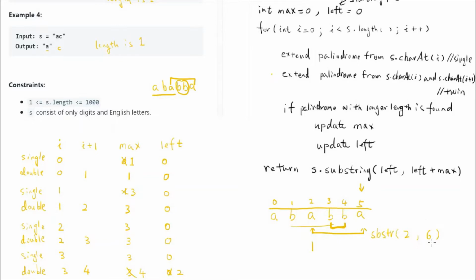So as you notice, the last position is actually at position 5, but we are passing 6 because the end position is excluded from the substring. Okay, next we are going to the LeetCode website to implement the code based on our pseudocode.